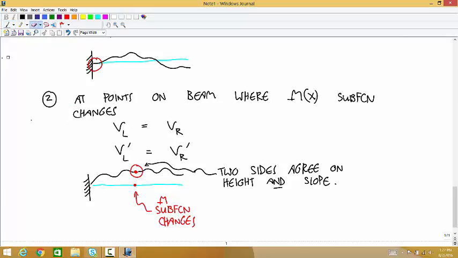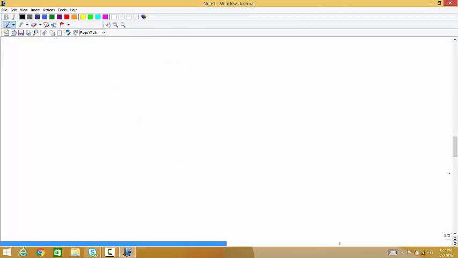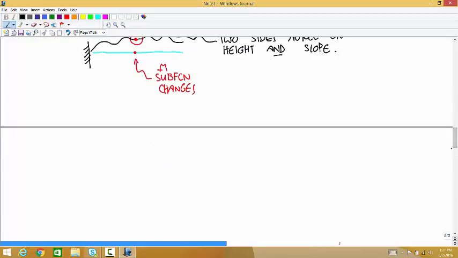Any questions about that? All right, so let's do an example problem. We just want to calculate the total deflection at the right end of this beam. So let's say there's a cantilever at the left end. There's the beam.